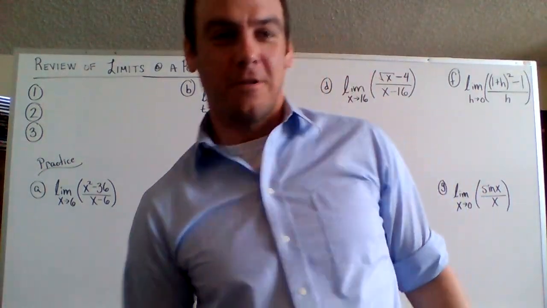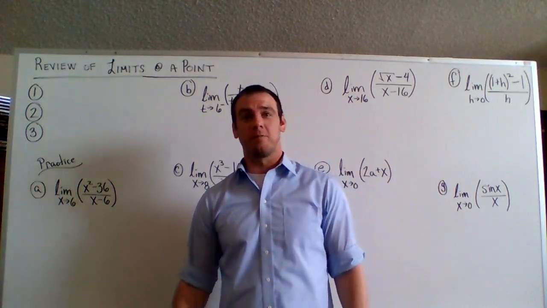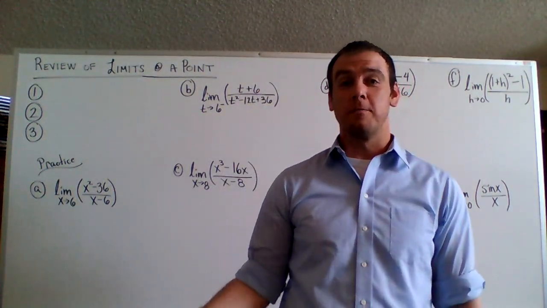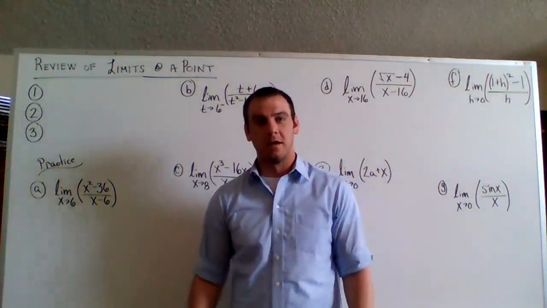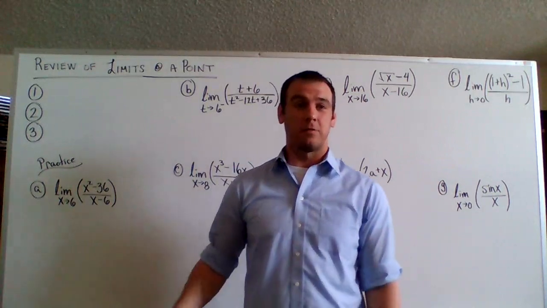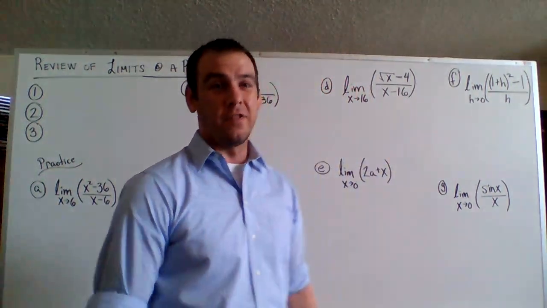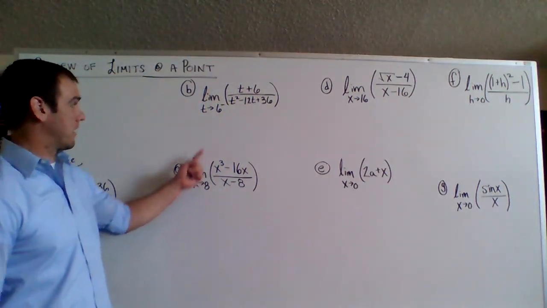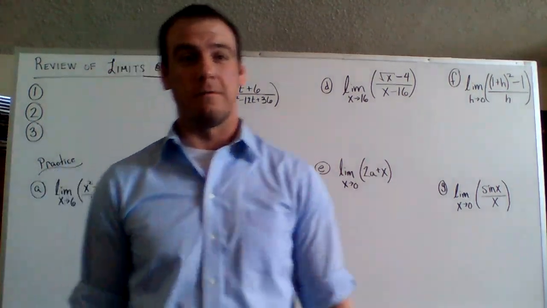All right, so now we're going to do a review of limits at a specific point. This is going to be a little bit different than what we just did. When we are doing limits involving infinity, we're really looking for our end behavior. In every one of those, x was approaching either infinity or negative infinity. On all of these, as we approach a point, x is approaching a specific value. It's not going to be approaching infinity.